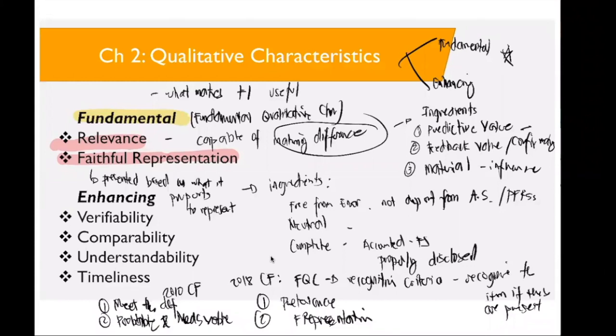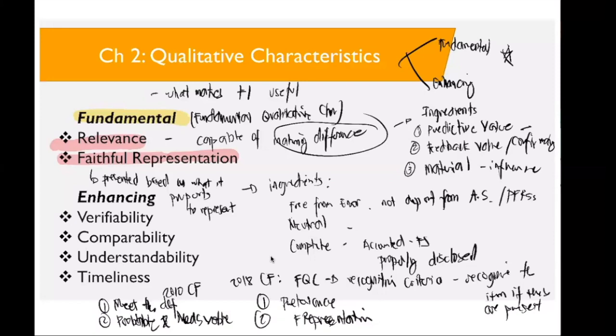Please do not forget about the ingredients of your fundamental qualitative characteristics. So what are the ingredients again? For relevance, we have predictive value, feedback or confirmatory value, and materiality. For faithful representation, we have these ingredients: free from error, neutrality, and completeness. Okay, we go now to your enhancing. So we're done with fundamental qualitative characteristics.